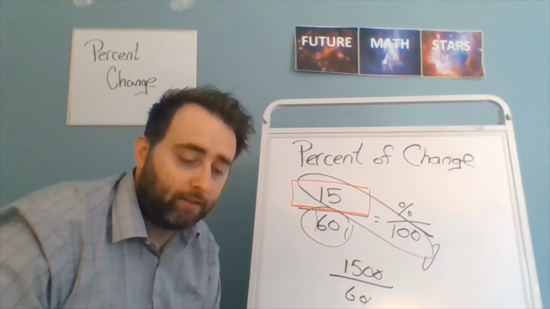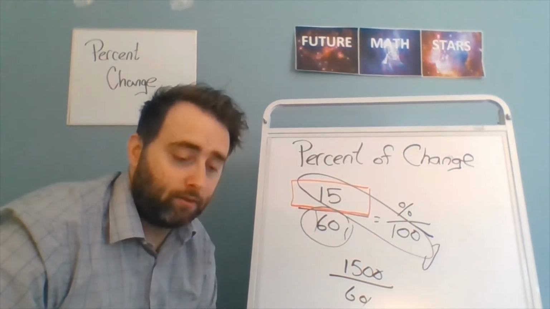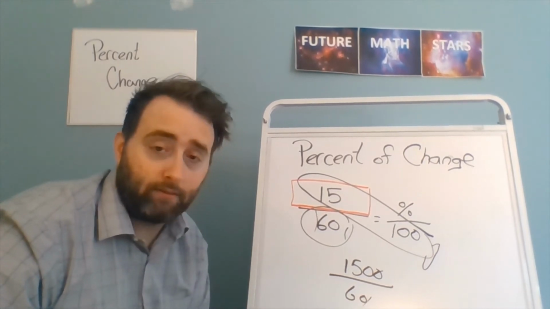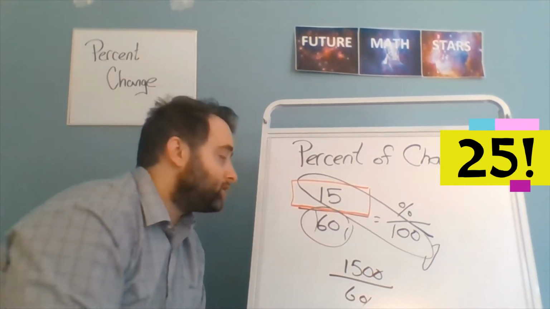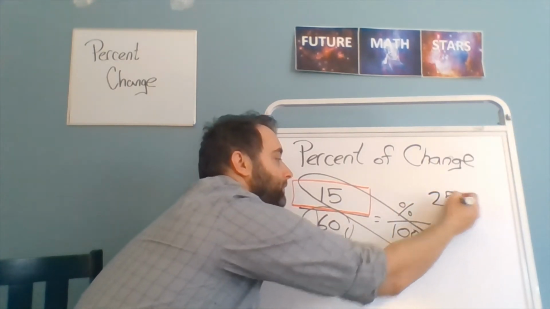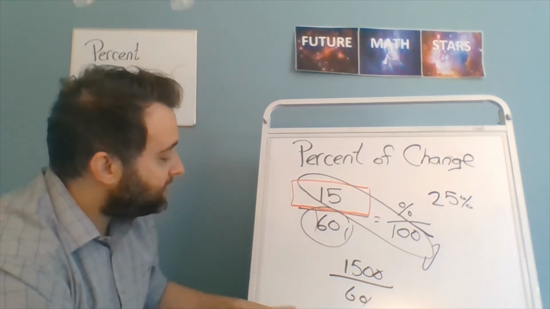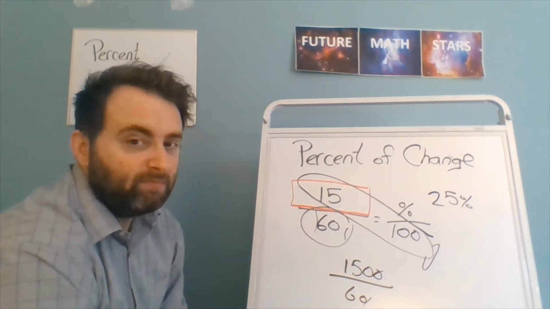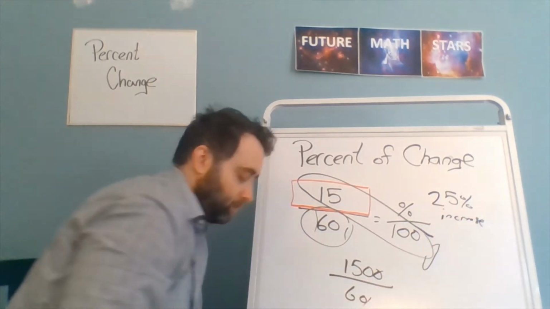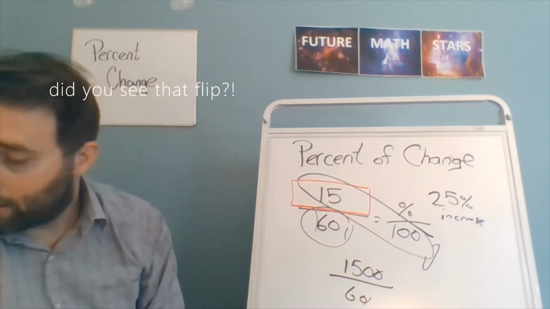So 150 divided by 6, or 1,500 divided by 60. Okay, not to confuse you. So I end up with a 25%. That's what I get. But was it an increase or a decrease? I went from 60 to 75. That is a 25% increase. Okay? 25% increase.